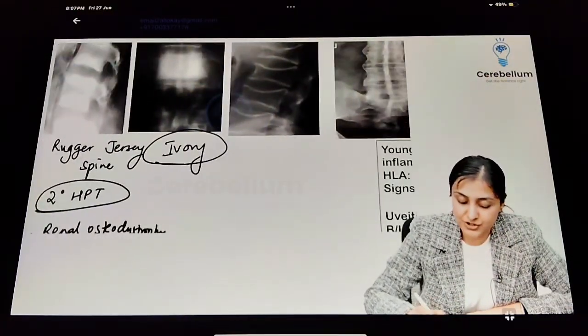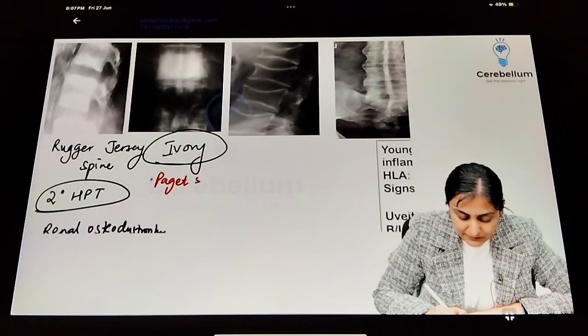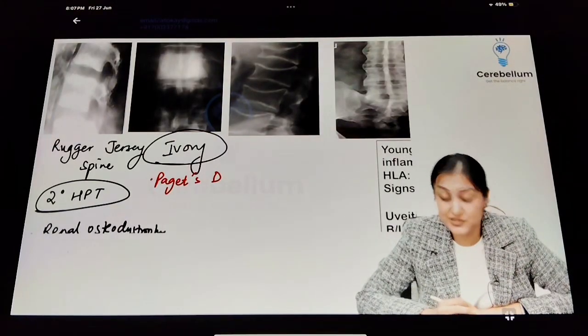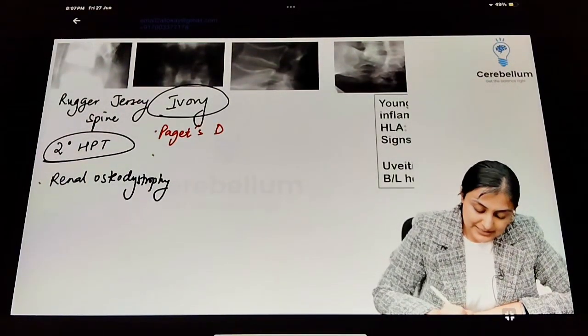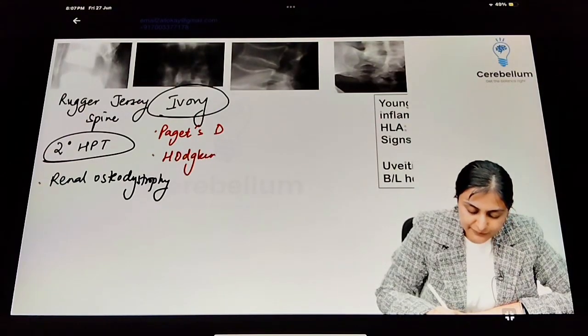Independently, this can be seen in many conditions. 1 DD is Paget's disease. You know how in Paget's you have blastic phase, lytic phase, mixed phase. In the blastic phase, you will see this ivory white appearance. This can also be seen in Hodgkin's lymphoma. So Hodgkin's lymphoma is another DD.